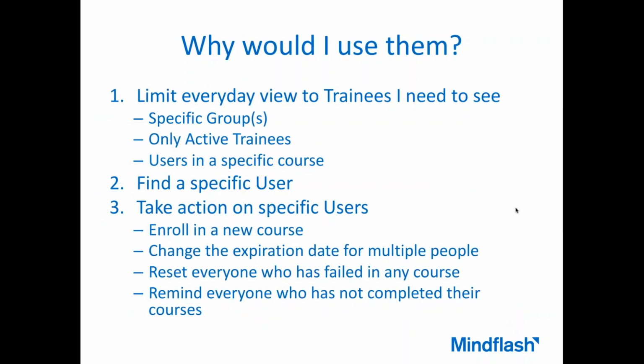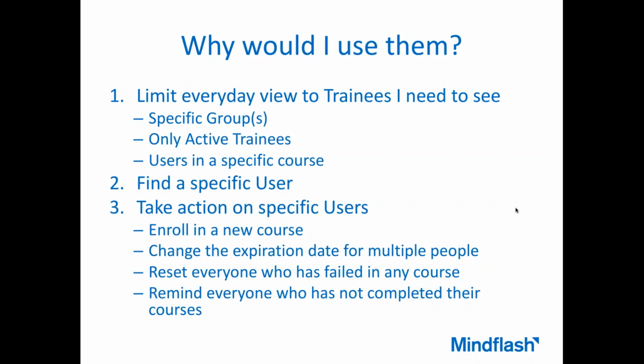So why would I use these? As I mentioned, they allow you to limit your everyday view of trainees. So if you only want to see a specific group of people, only active trainees, users in a specific course. The second thing is they can help you find a specific user. So if you don't know the person's name, but you want to know the people or person who satisfies certain criteria, you can use those filters to do that. I'll give you an example of that once I start the demo in a minute.